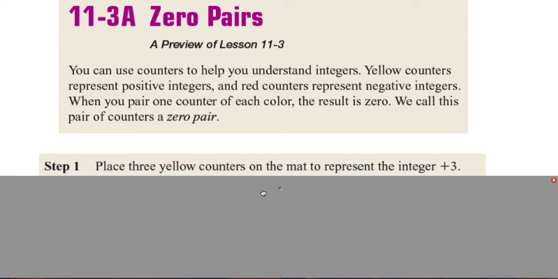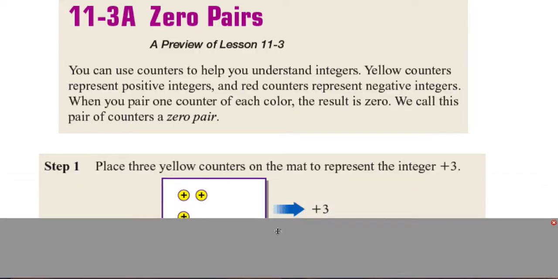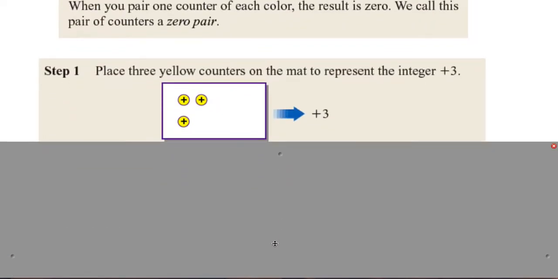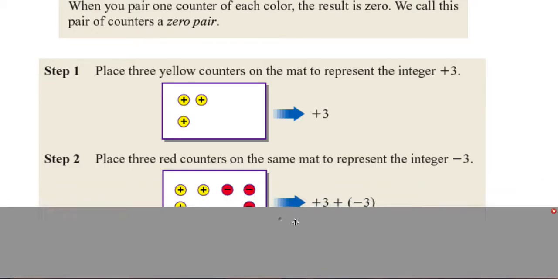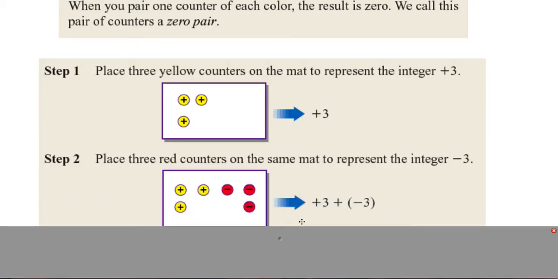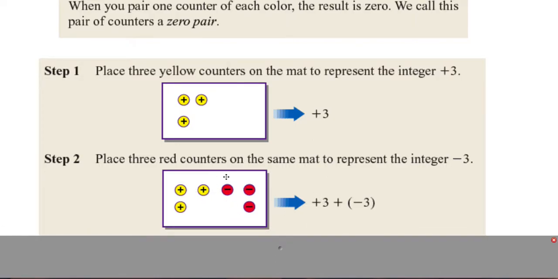First, place 3 yellow counters on the mat to represent a positive 3. Something like this. That represents a positive 3 integer. Step number 2, to create a zero pair, place 3 red counters on the same mat to represent negative 3. So in that integer mat, we now have a positive 3 plus a negative 3. You have 3 positive counters, represented by yellow, and we're adding 3 negative counters, represented by red. So this particular expression is positive 3 plus negative 3.